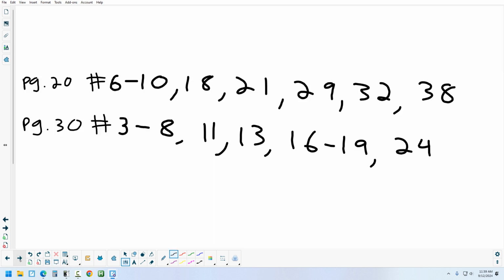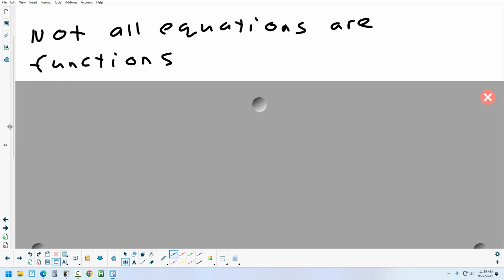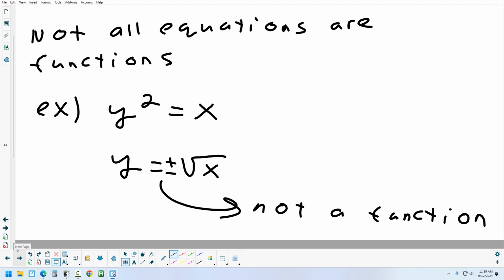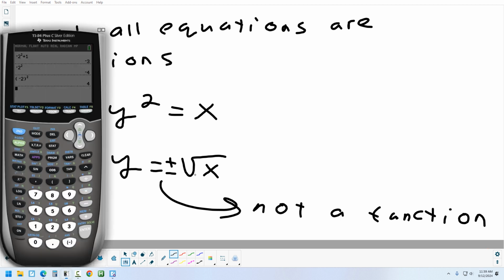Okay, so last thing. I told you that not everything is a function. What did I say the definition of a function was? For every value that you plug in, it gives you exactly one answer. Another way to think about that is more of a visual. My example had plus or minus square root 2x, but anytime you put a plus or minus in front of a square root like that, it's not a function.